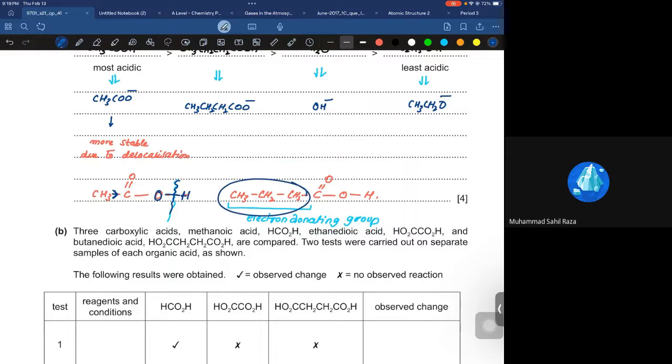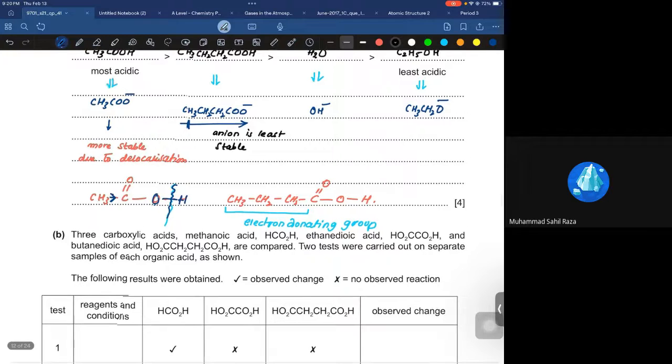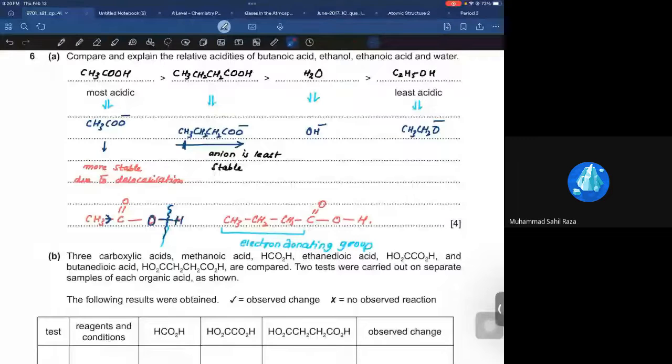What about this? This is your alkyl group with more carbon atoms. Remember, if there are more carbon atoms, it's going to have the electron donating effect, which is going to create a strong repulsion. As a result of this, its anion would become less stable. This anion is the least stable one. So when it's less stable, it would be reacting with the proton and converting back into the butanoic acid. So that's the reason I am saying that this is a weak acid.